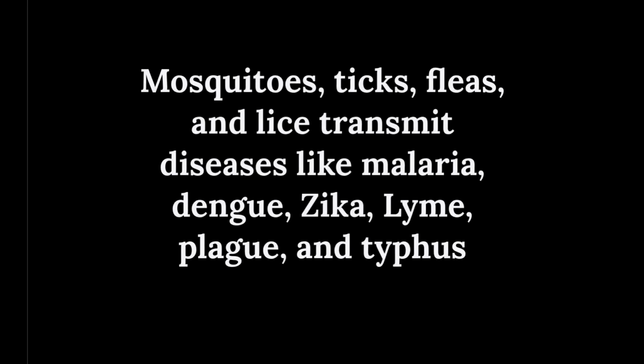Mosquitoes are the most significant vectors globally. They transmit diseases such as malaria, dengue fever, and Zika virus. Ticks spread Lyme disease and tick-borne encephalitis. Fleas and lice are responsible for the plague and typhus respectively. Each vector's biological features determine the diseases they can transmit.